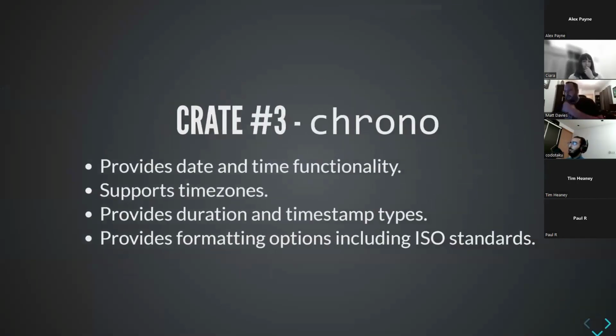Okay, crate 3, Chrono. Now, Chrono provides date and time functionality, and supports time zones. It provides duration and timestamp types, and provides formatting options, including ISO standards. By formatting options, I mean when you want to generate a string that describes the time or the date or both, there are various ways you can do so.